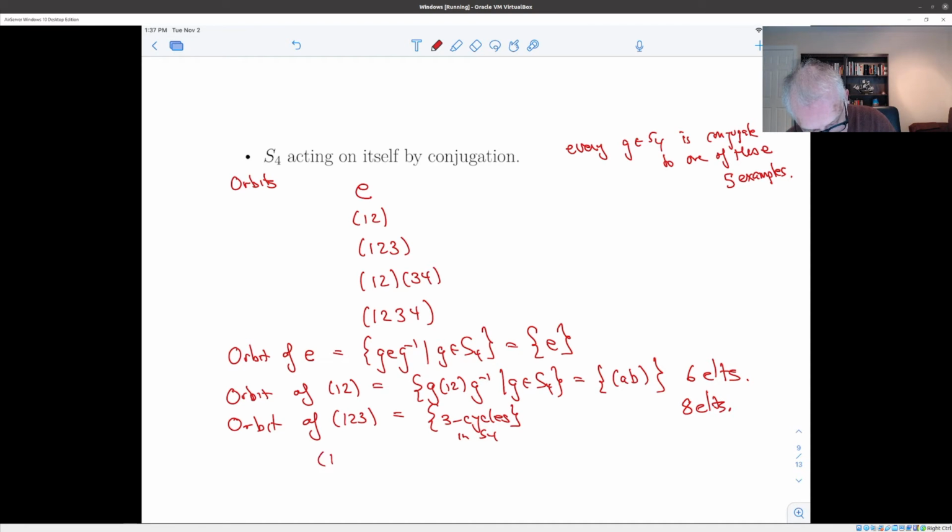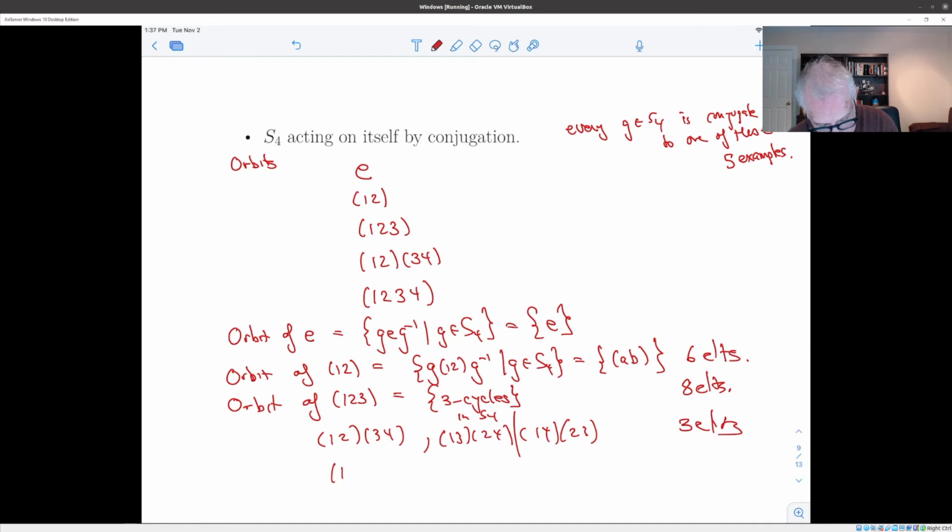And then we have (1 2)(3 4). These are the products of 2 transpositions. There are 3 of these, namely (1 2)(3 4), (1 3)(2 4), and (1 4)(2 3). And finally, there's (1 2 3 4), the orbit of that. And the way to think about that is you can pick anything to go first, and then the other 3 is a permutation of 3 things. So there's 6 of those.